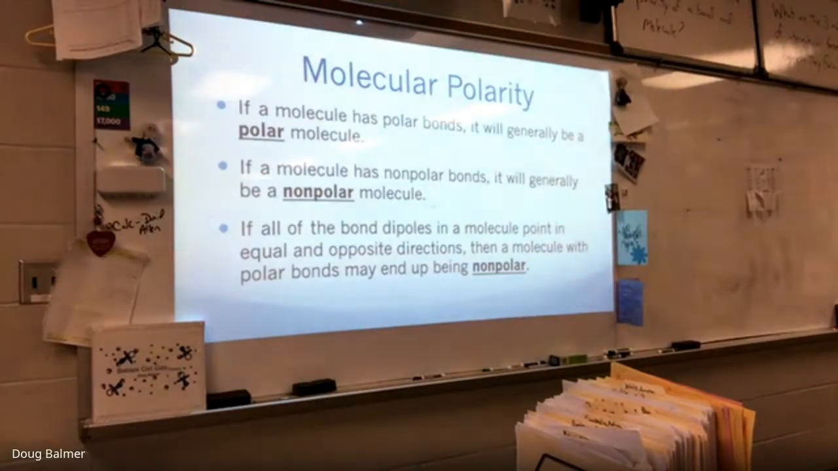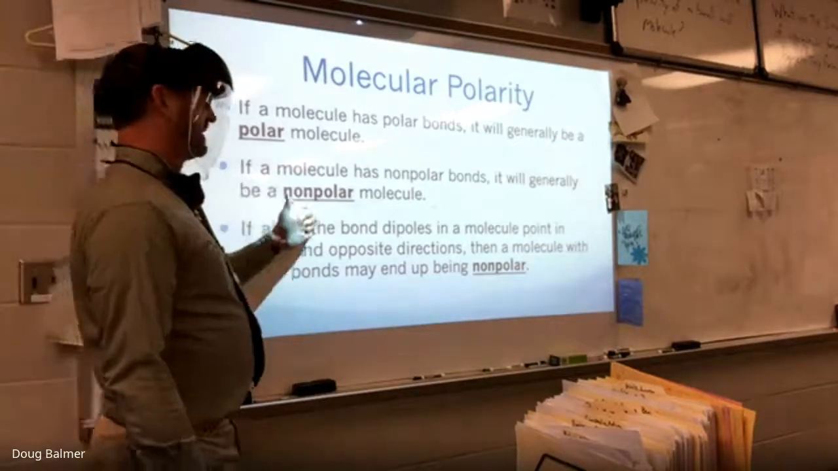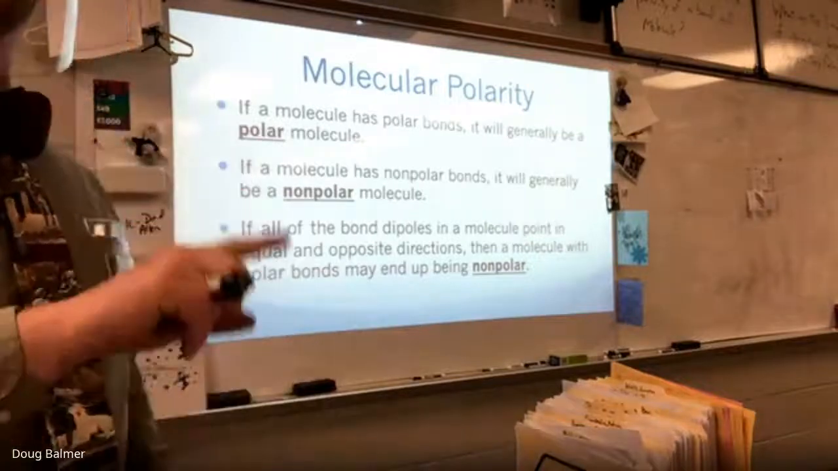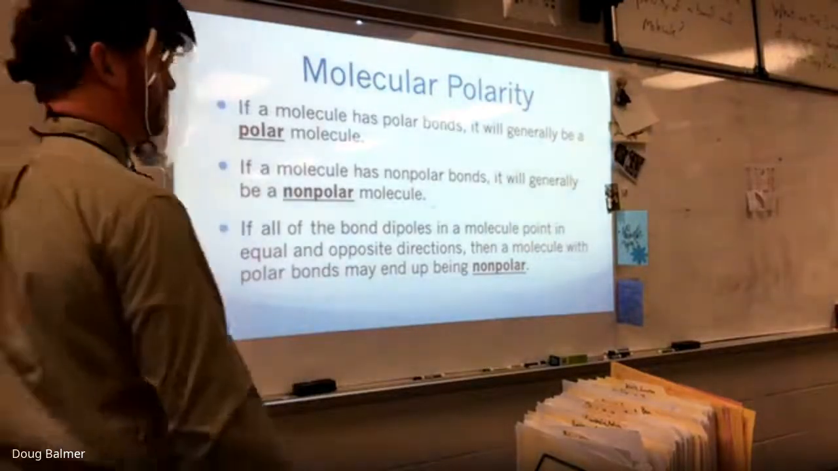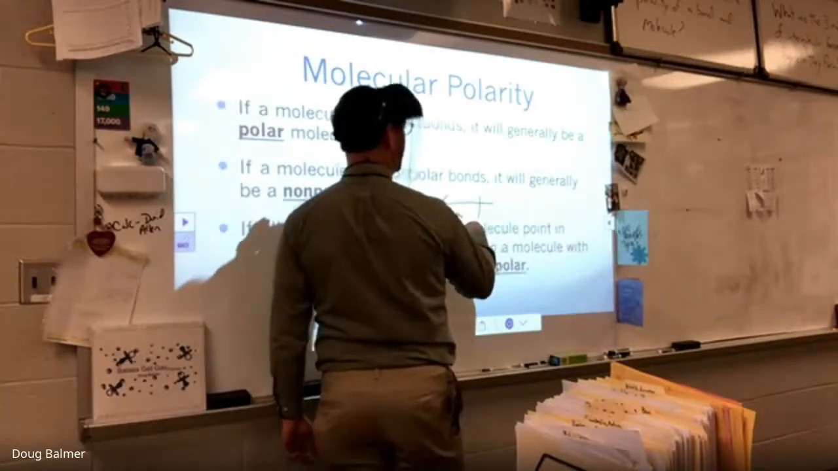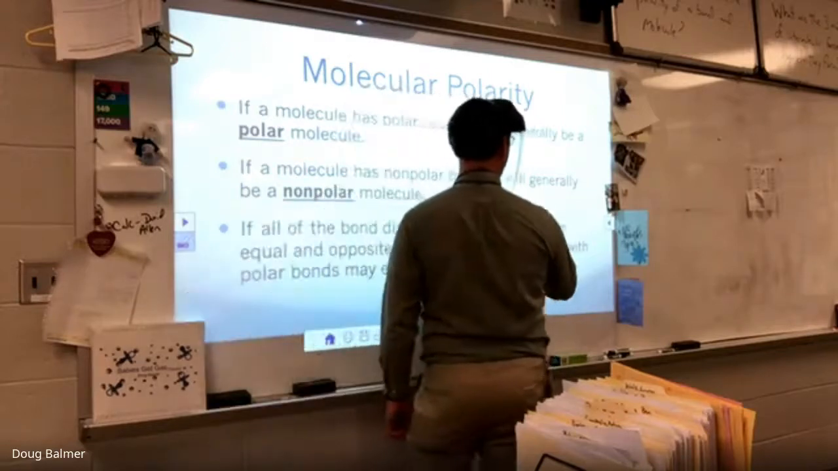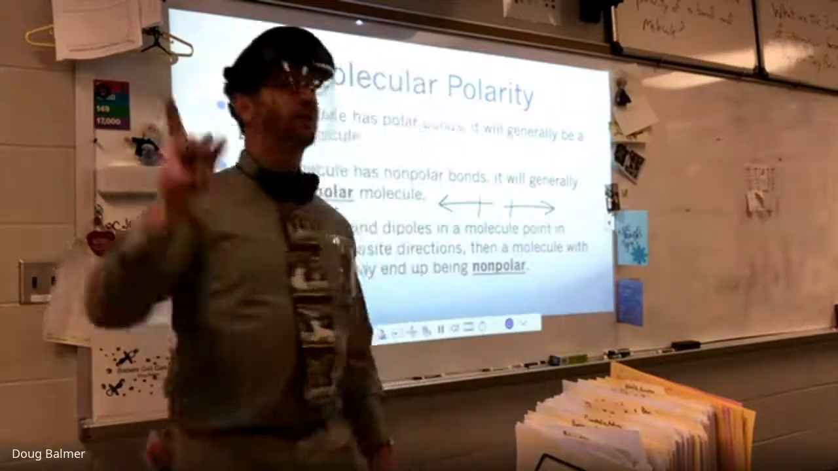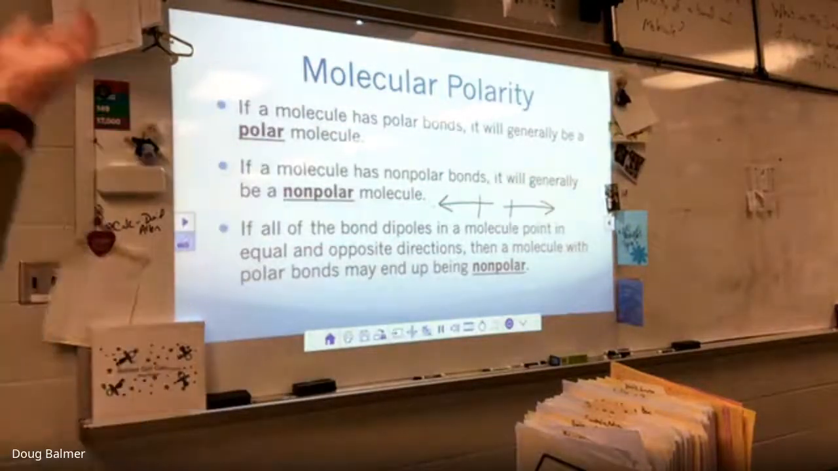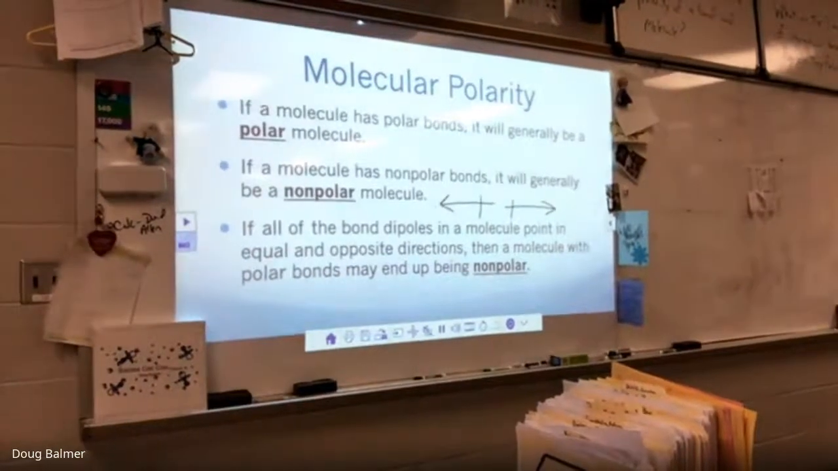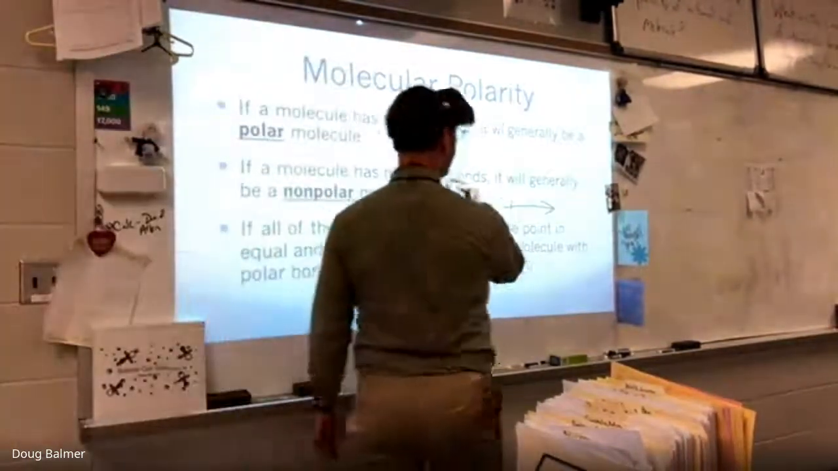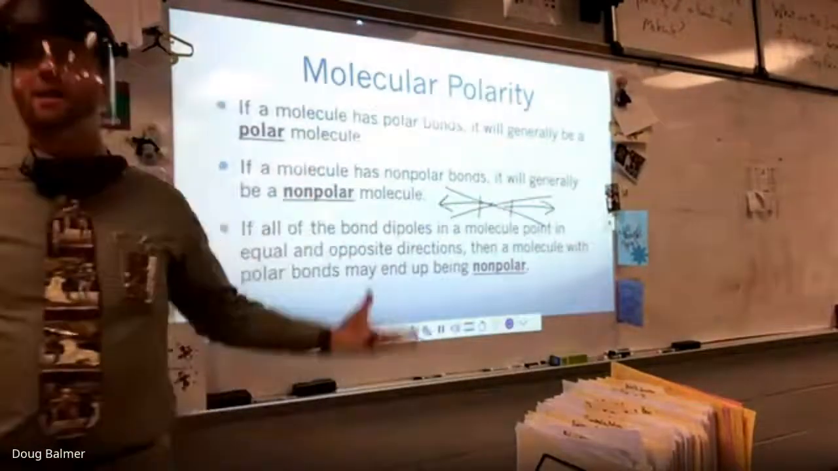There is a third option. It's if all of the bond dipoles cancel. If they're pointing in equal and opposite directions, you could have polar bonds, but yet the molecule would end up being nonpolar. Let me just give you a picture representation of this. Tug of war. You have an atom pulling in the left direction, and you have an atom pulling in the right direction. As long as they're equal, the same atoms, but opposite, would you agree in tug of war the flag won't move, the handkerchief won't move? So in this case, the dipoles cancel. The bonds are polar, but the overall molecule would be nonpolar.